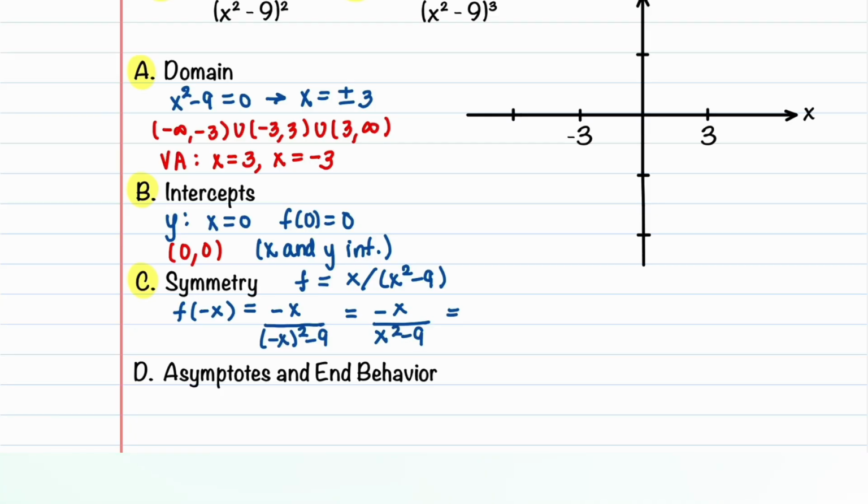And you can see that this is minus f of x. This tells us that we are going to have symmetry about the origin. So let's write down it is symmetric about the origin.